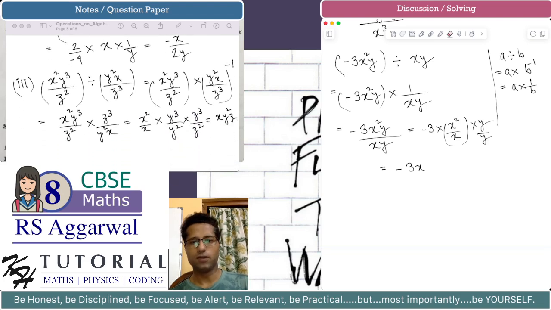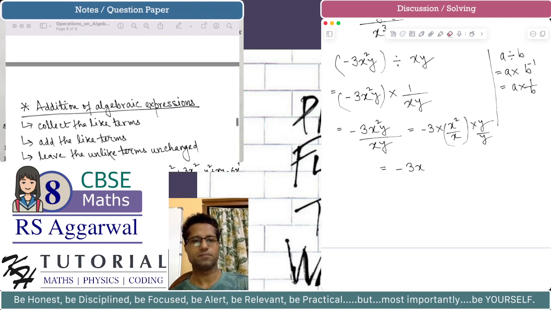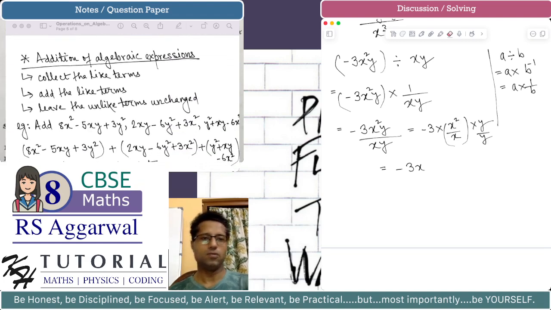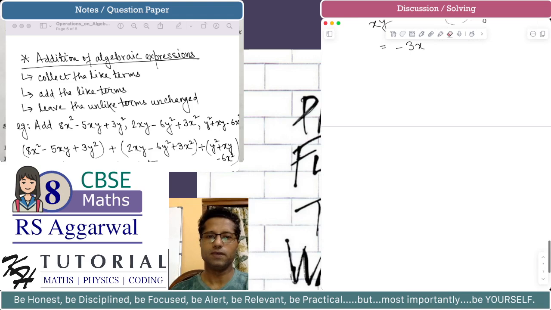In the quick notes you can see more examples. Now let's come to addition of algebraic expressions. So we are given two algebraic expressions. How do we add them?